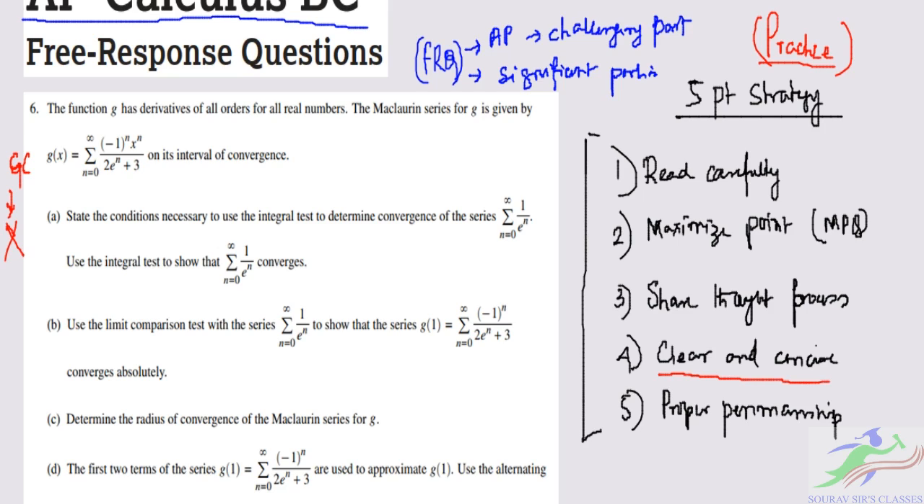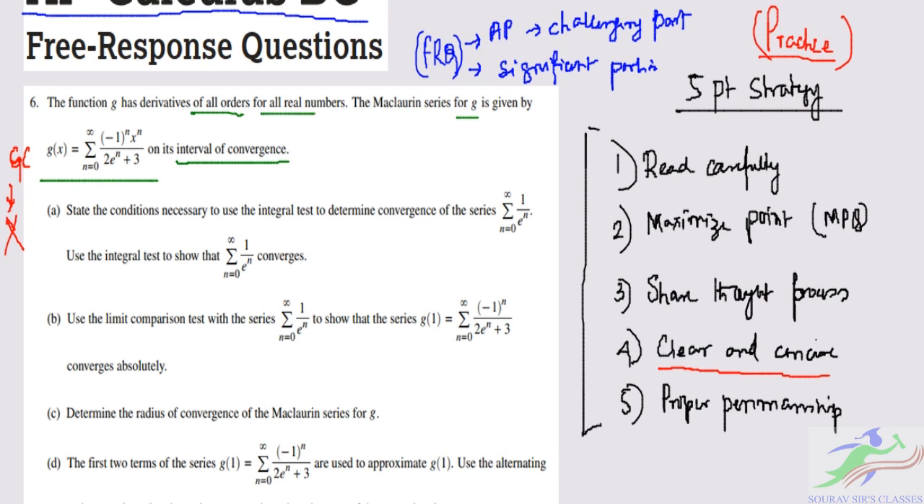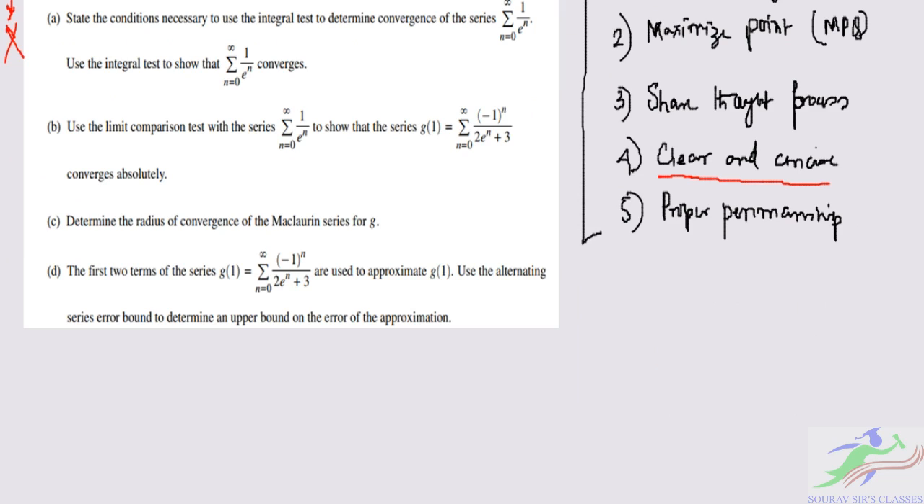It says that the function g has derivatives of all orders for all real numbers. The Maclaurin series for g is given by g of x equals the summation from n equals 0 to infinity of (-1)^n x^n over 2^n plus 3 on its interval of convergence. There are 4 parts to the question, so we will solve them one by one. Let's start with part A.